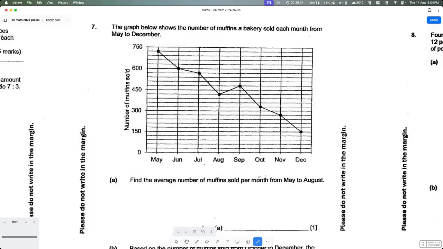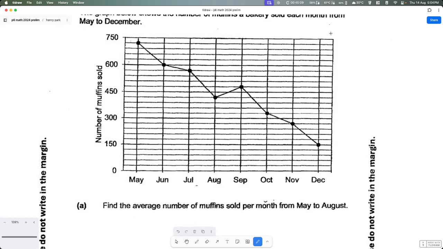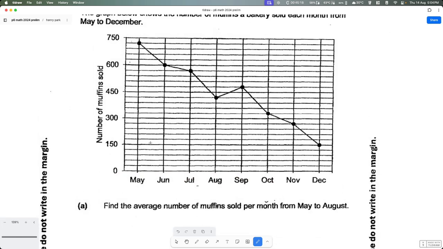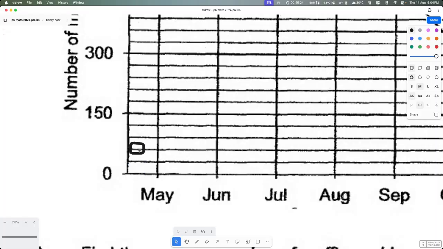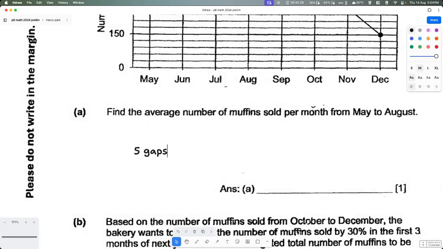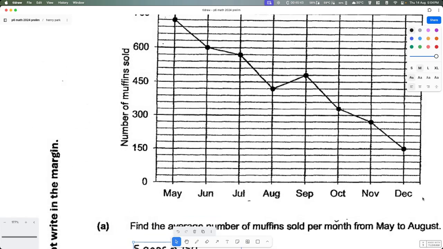Question 7. It says here the graph below shows the number of muffins a bakery sold each month from May to December. Find the average number of muffins sold per month from May to August. So let's calculate the number of gaps: 1, 2, 3, 4, 5. So 5 gaps is equal to 150. So one gap is equal to 150 divided by 5, and this will give us 30.